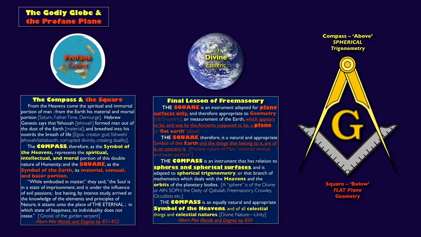And he says measuring the earth through this geometry and plane geometry appears to be and was by the ancients supposed to be a plane. So he's saying that the ancients, and what the world appears to be if you just use your five senses, it appears to be a plane, like a flat earth. So that is what the square represents. Esoterically, a flat earth, and a flat earth is a profane plane earth, right?